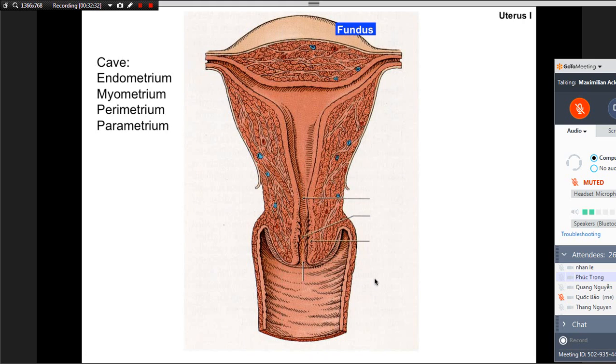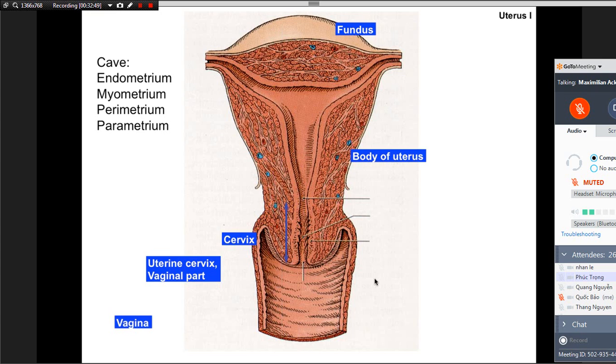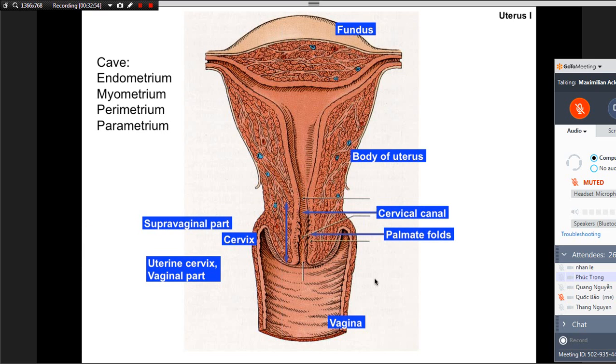So at the height of the uterus, you find the so-called fundus. This is the upper part. Then you have the whole body of the uterus. You have the cervix, and there are uterine cervix, the vaginal part, the vagina itself, the supravaginal part, the cervical canal, and the uterine cavity. This is the so-called isthmus. So this is just a part between the body of the uterus and the cervix.